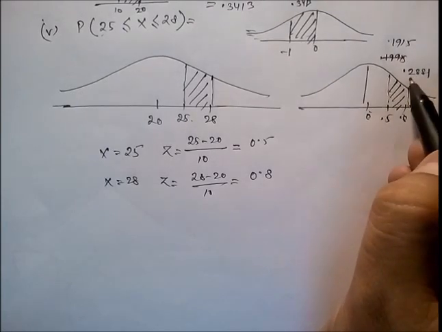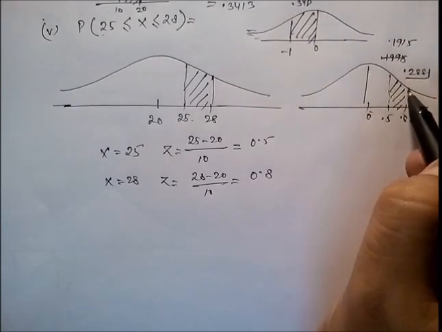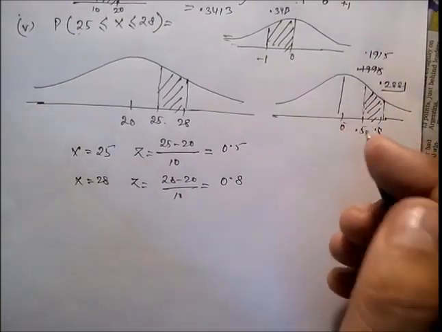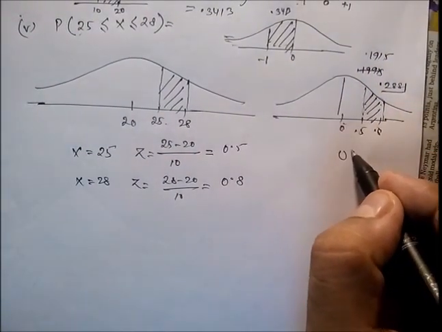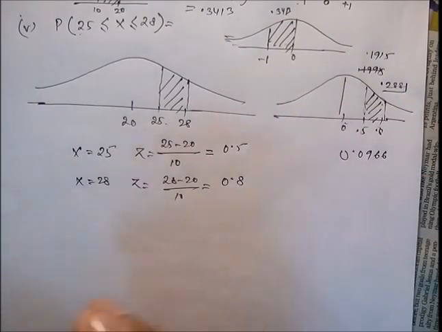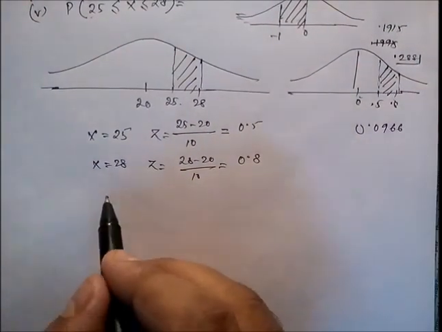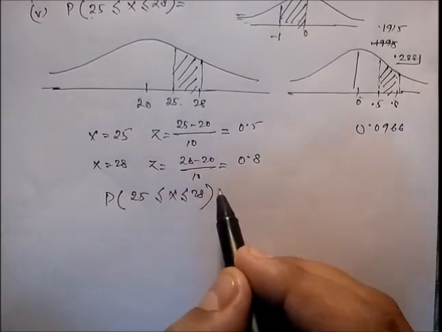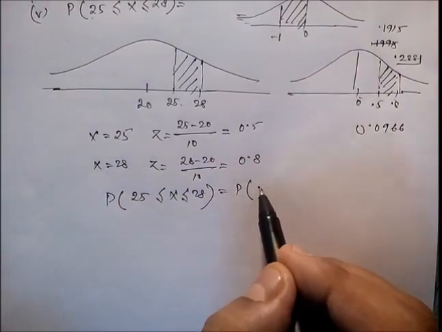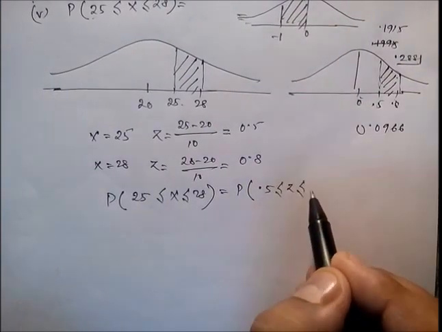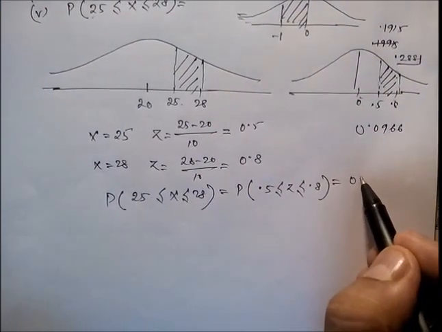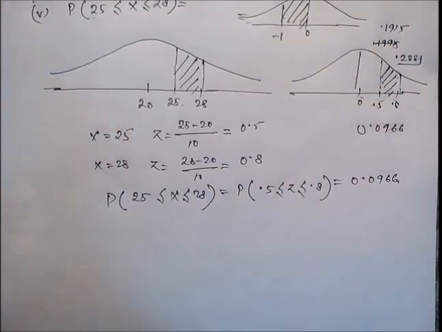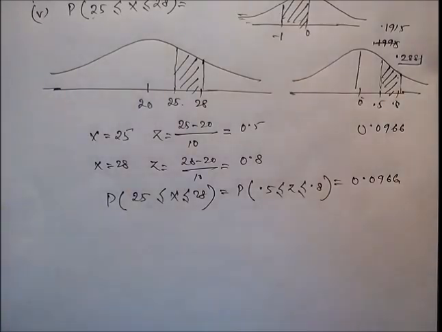So how to know this one? This minus this is nothing but this particular area. So the answer is 0.0966. Clear? So probability in between 25 to 28, that means probability in between 0.5 to 0.8, is equal to 0.0966. Okay, next.